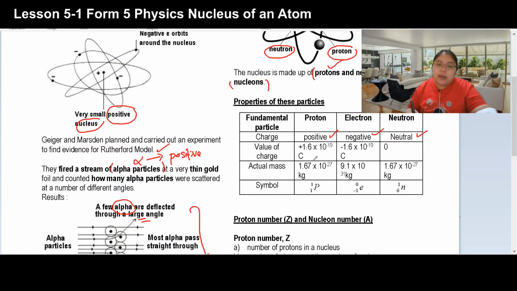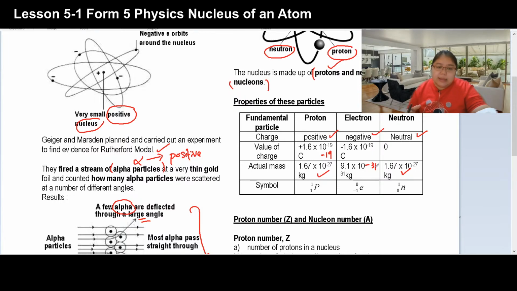Okay, let's see the charge value: 1.6 times 10 to the power of negative 19. This one is negative for the electron, and the neutron has no charge. Now let's see the mass. The mass of the proton and the mass of the neutron are the same. Then you see the electron, which is about 10 to the power of negative 31. That means we can ignore its mass because it is too small. So when we want to measure the mass of the atom, we actually measure the proton and also neutron. The electron we ignore; it cannot contribute any mass to the atom.